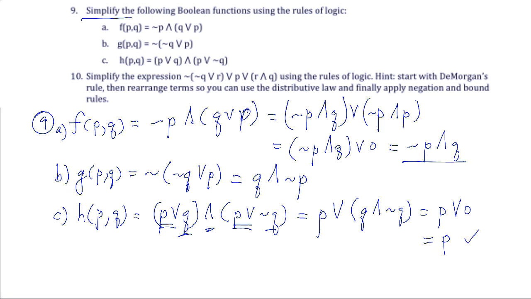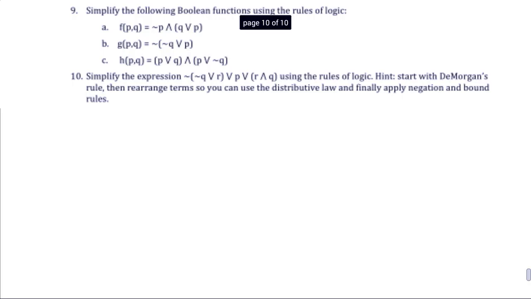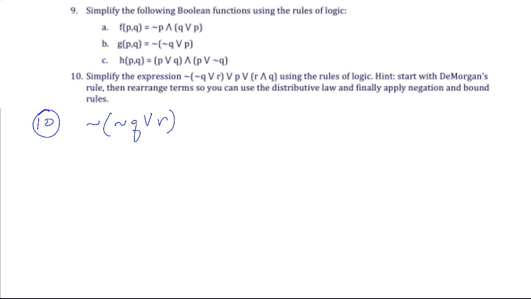So number 10 we'll do here on the next page. Let's see. We're supposed to use the rules of logic, start with De Morgan's, then rearrange terms so you can apply the distributive law, and finally apply negation and bound rules. Okay, let's just write this thing down. Not Q or R or P or R and Q.